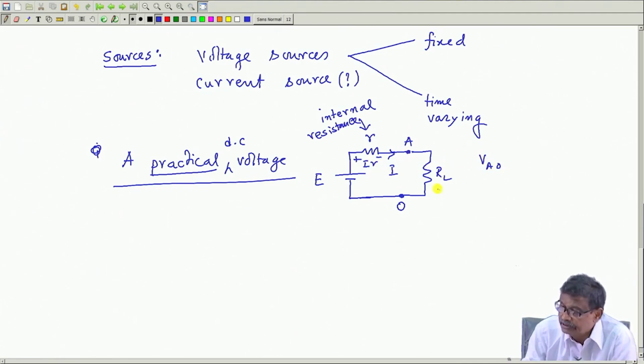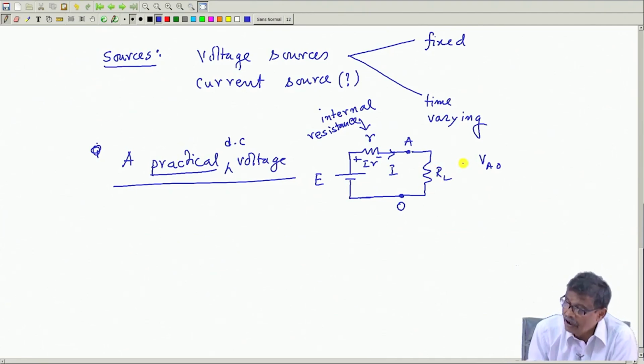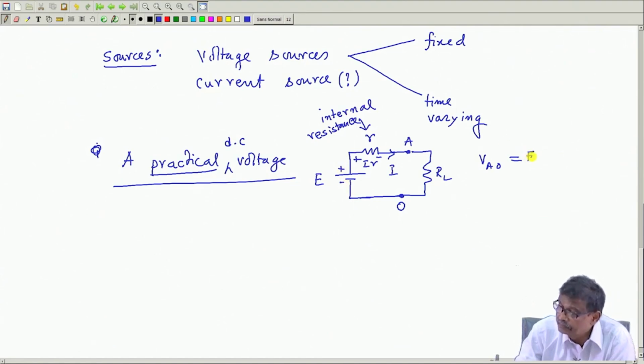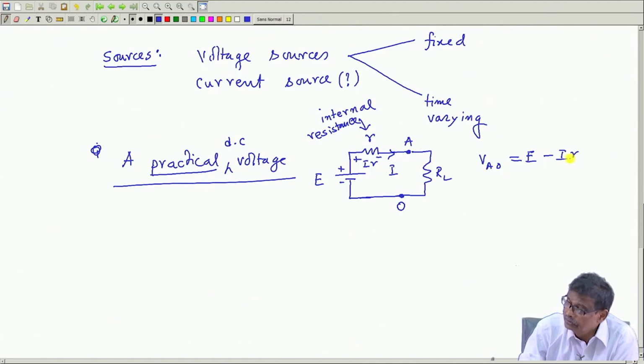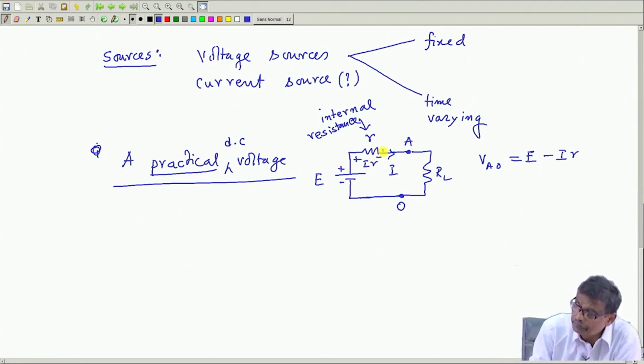VAO is the voltage which is appearing across your load resistance, for example, a lamp. How much is that voltage? From this to this I will start minus to plus, it is plus E, then from this to this minus IR, and I will reach point O. So, depending upon the current, this voltage which is actually appearing across the load will be less than E, and the remaining voltage will be dropped inside the battery, that is called internal drop.